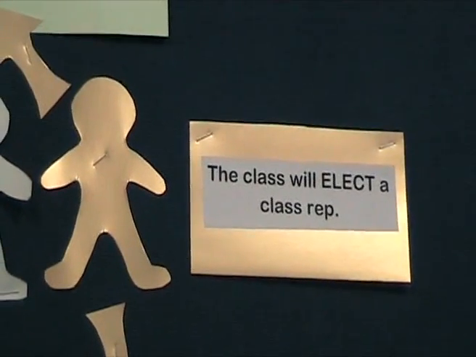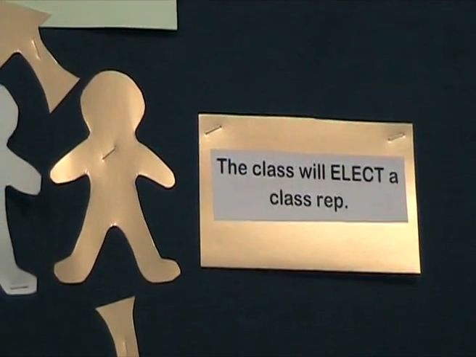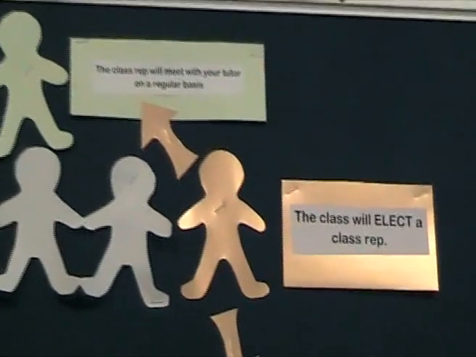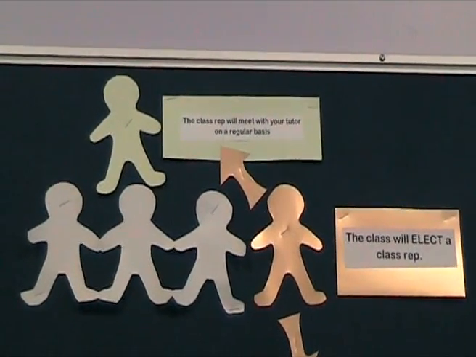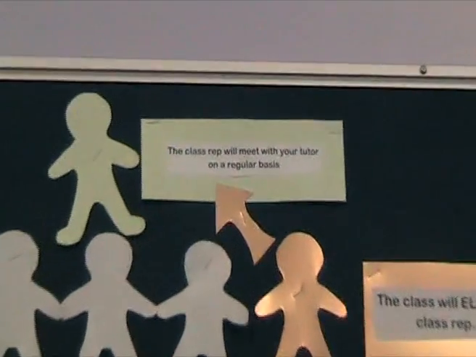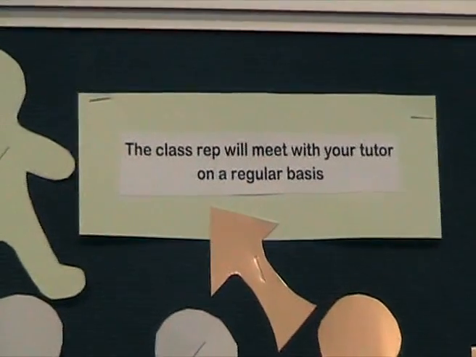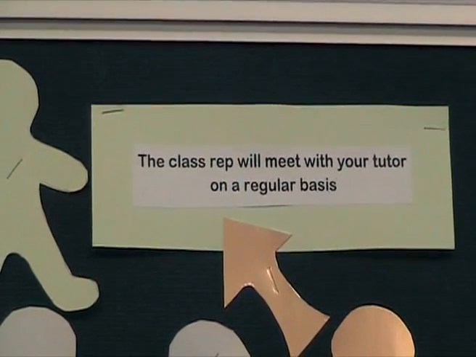Now we're going to briefly explain the class rep system to you. We hope to have a more detailed video about this later on our website. This diagram is going to be used to explain the class rep system to you. At the start of the class rep system, it's where you, the class, will elect someone that you know or feel would be able to represent your interests as a class effectively to other members of staff.